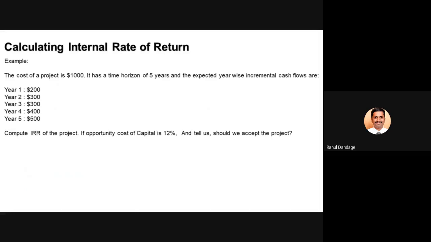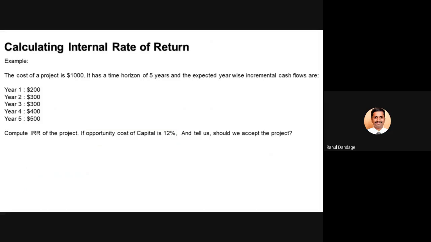Let's now look at the example for calculating internal rate of return. The cost of the project is $1,000 and has got a time horizon of 5 years. And the cash inflows are, for year one, $200. For year two, $300. For year three, it is $300 again. For year four, it is $400. And for year five, it is $500. The opportunity cost is given as 12%. And we need to confirm if we can accept the project.